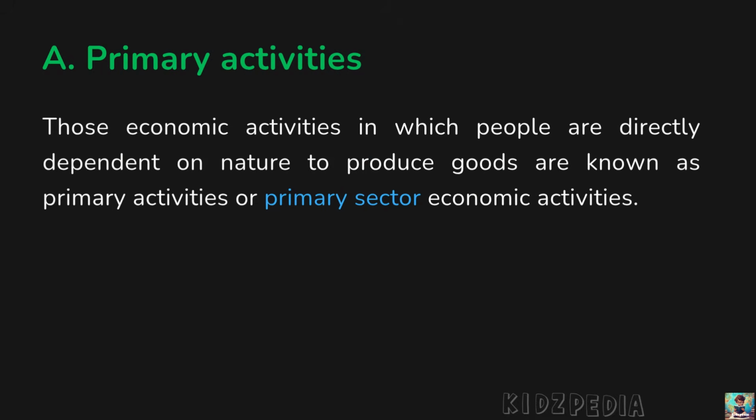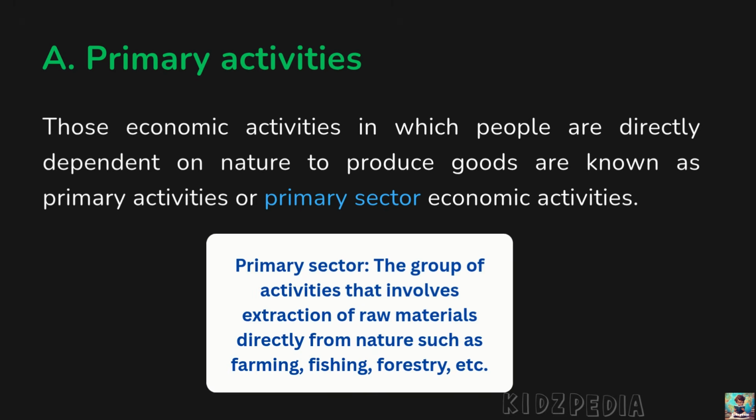Those economic activities in which people are directly dependent on nature to produce goods are known as primary activities or primary sector economic activities. Primary sector means the group of activities that involves extraction of raw materials directly from nature, such as farming, fishing, forestry, etc. So, the primary sector includes all activities that people take raw materials directly from nature. These are the first step in producing goods. Examples: farming, that is growing crops; fishing, that is catching fish; forestry, cutting and using wood from trees. In short, the primary sector is all about getting raw materials straight from nature.